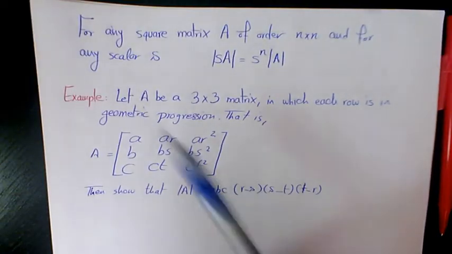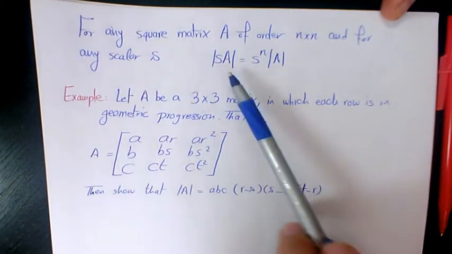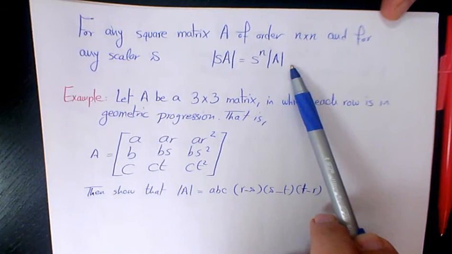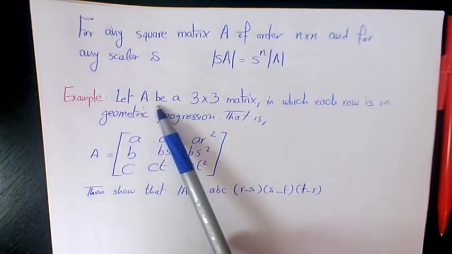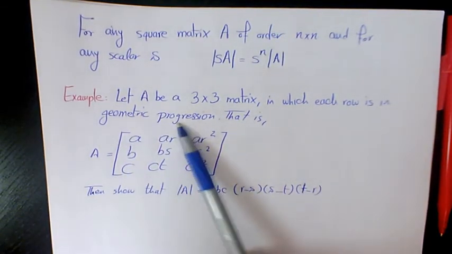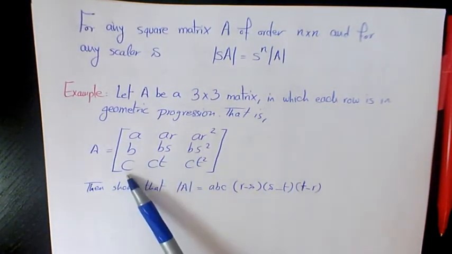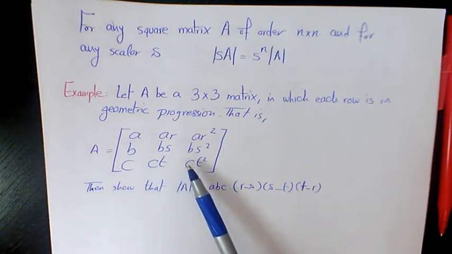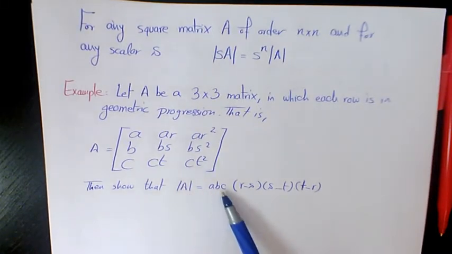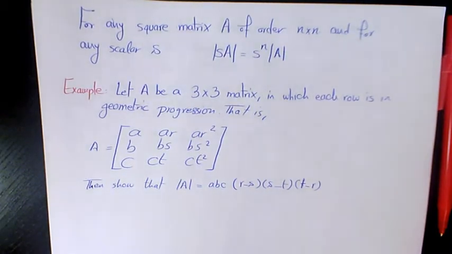Now, for any square matrix A of order n by n, and for any scalar s, the determinant of s times A equals s to the power of n times the determinant of A. For example, if A is a 3 by 3 matrix in which each row is in geometric progression, that is A, AR, AR squared, B, BS, BS squared, and C, CT, and CT squared, we need to show that the determinant of A equals A times B times C times R minus S times S minus T times T minus R.